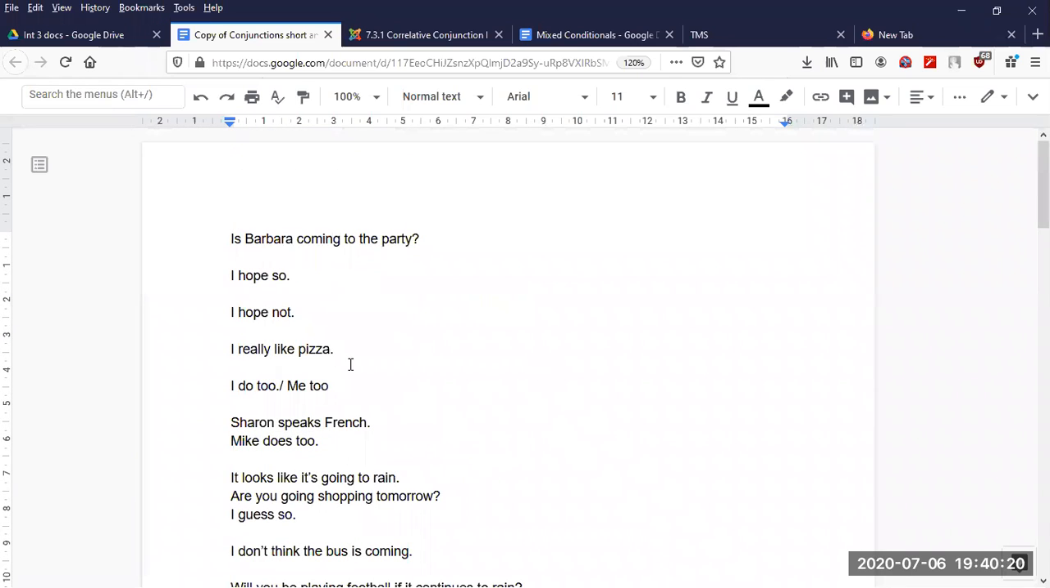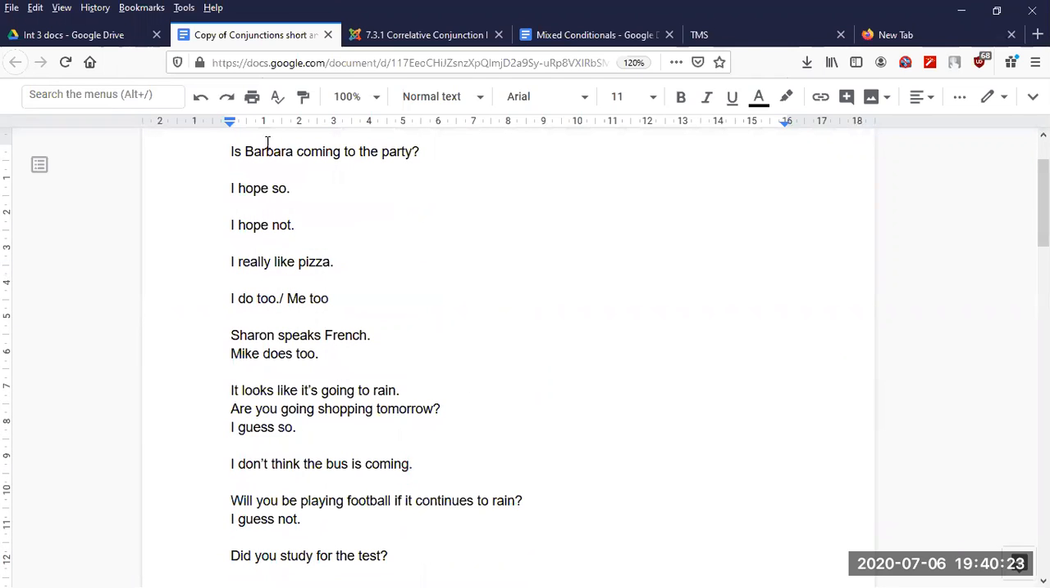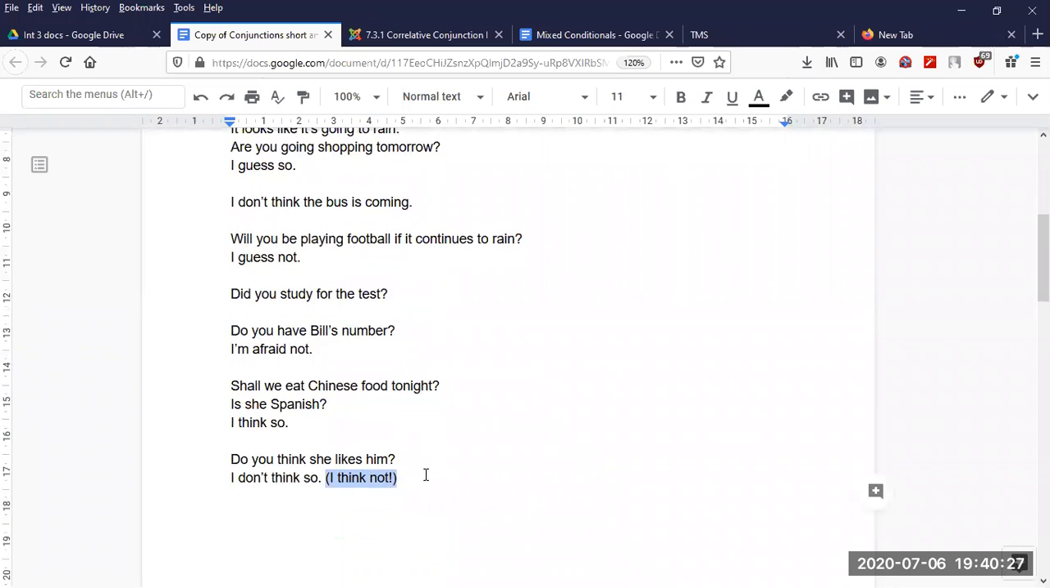Okay, so that's the final part of Unit 6. These short answers. I'll find an exercise that you can do and add it to the document.